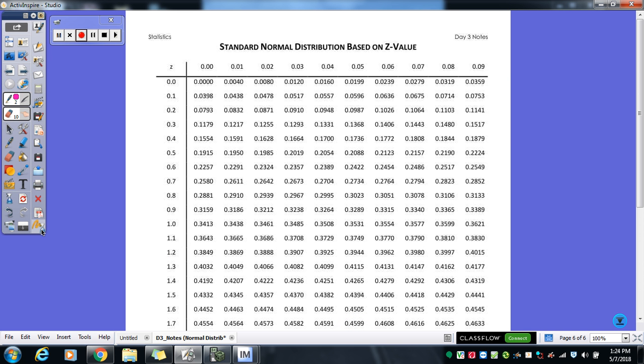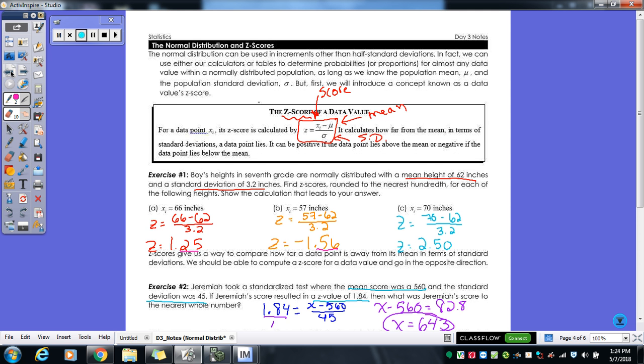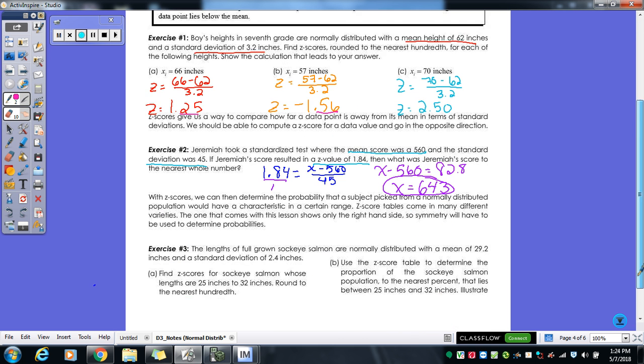One way is by using this beautiful chart that you have in your packet. So here on the left side, you have the first tenth of your z-score, and then going across the top, that's where you get your hundredths, and you meet in the middle, and that's what your z-score probability ends up being. So let's practice using this. If it was like 0.12, you go to the 0.1 and then over to the 2.